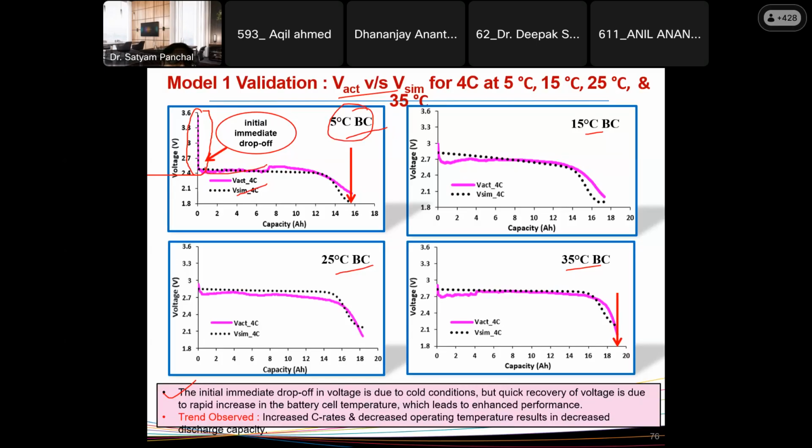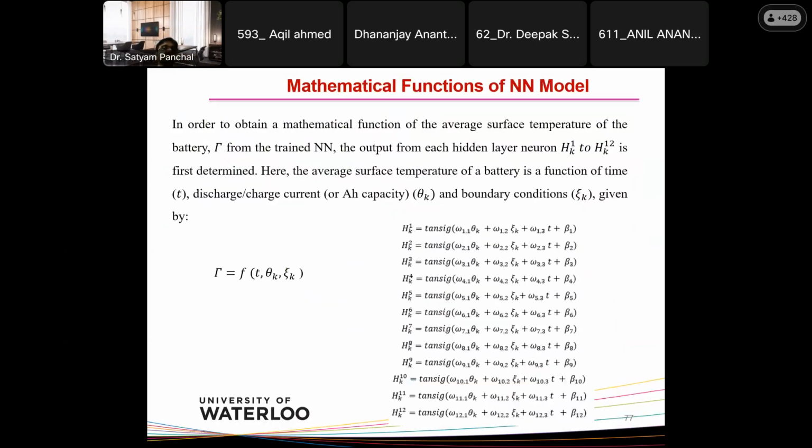The recovery in the voltage is possible because of the increase in internal resistance of the battery, which increases the battery cell temperature, that leads to the enhanced performance. And the trend observed is again, increase C rate, decrease operating temperature results in decrease discharge amp hour capacity of the battery. So this is about the model validation.